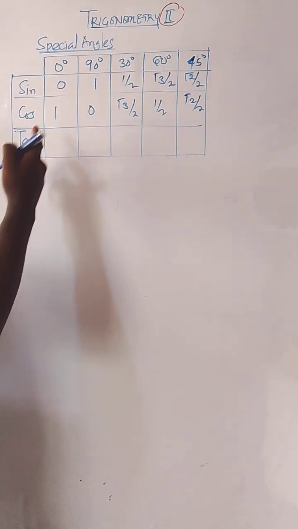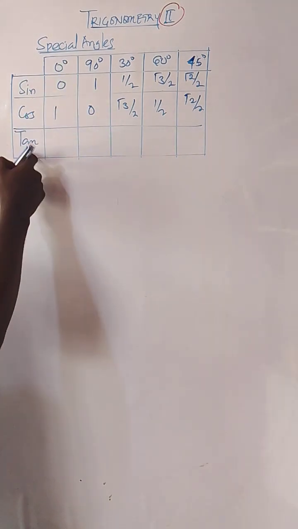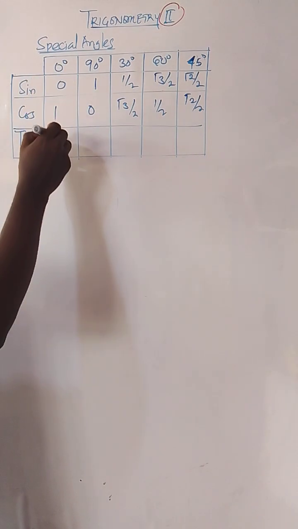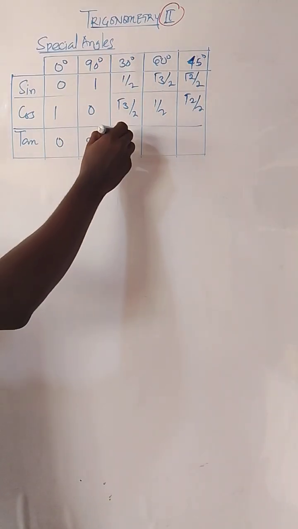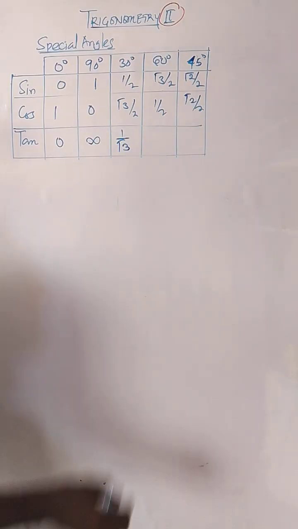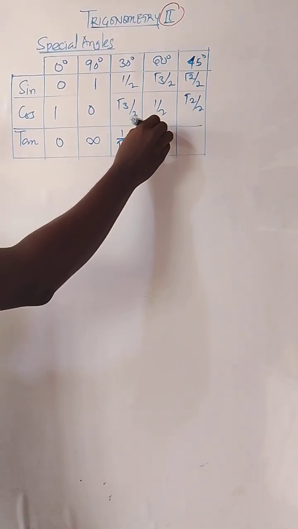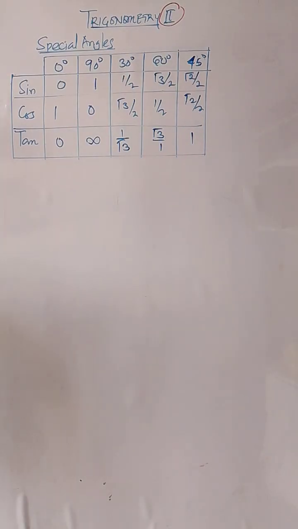Then what is tan 0? Sorry, 0 over 1, because tan is sine over cos. 0 over 1, 0. 1 over 0, undefined. This divided by this, we are going to get 1 over root 3. While for this one, we are going to get root 3 over 1. And for this one, we are going to get 1. So these are the special angles. You have to know this by heart.